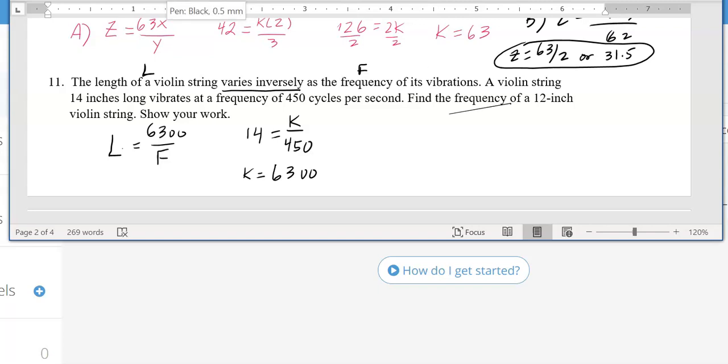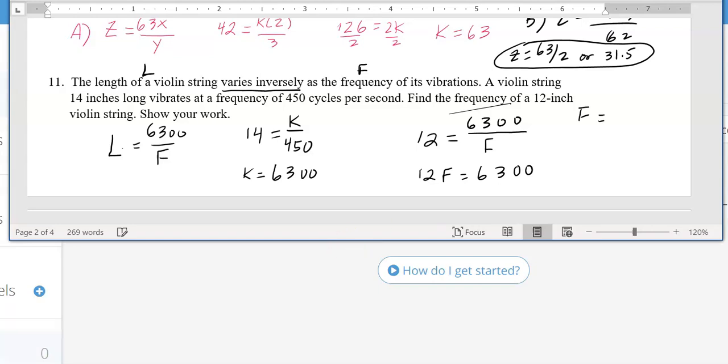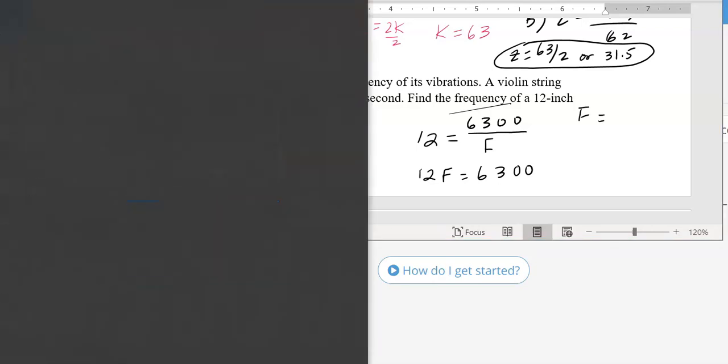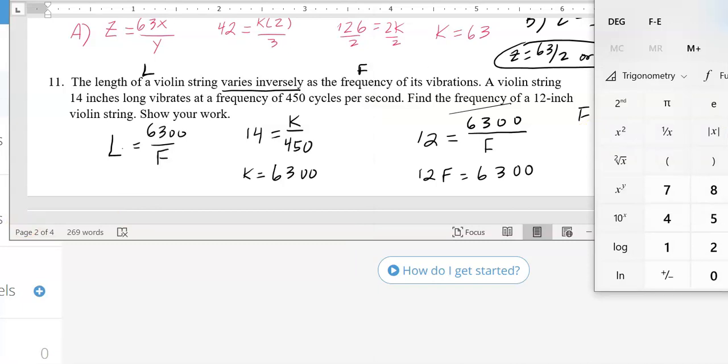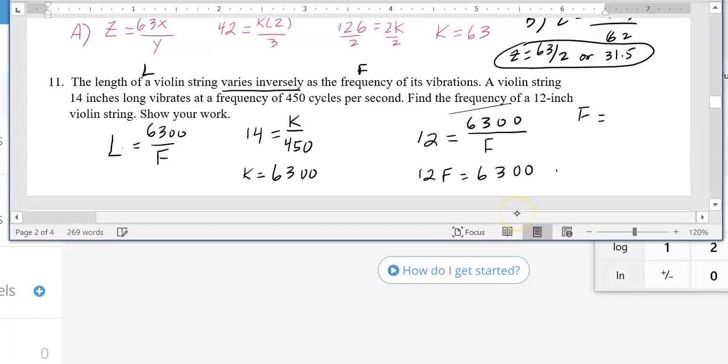Okay, well in this case they want the frequency of a 12-inch string. So I take 12, I put it in for L. I've already found the k value is 6,300, and I'm solving for F. So I multiply by F on both sides. And my answer will be 6,300 divided by 12. 6,300 divided by 12, 525.